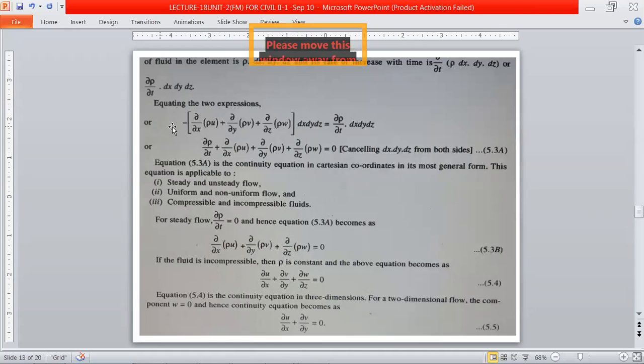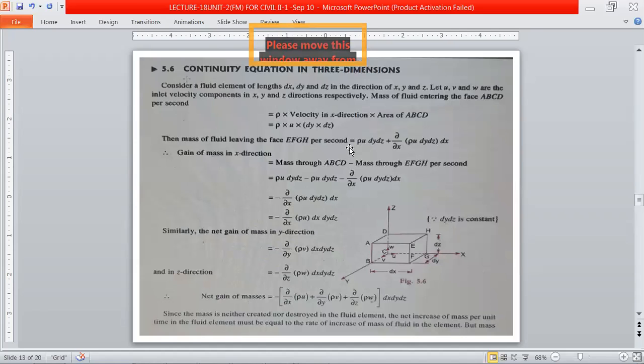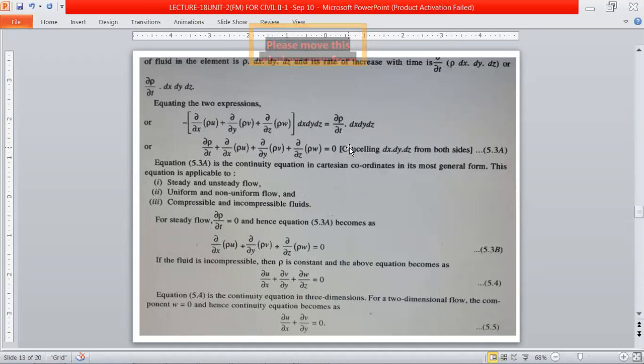So here the same equation we wrote is equal to dou rho by dou t dx dy dz. Now simplifying this a little, dou rho by dou t plus dou by dou x of rho u plus dou by dou y of rho v plus dou by dou z of rho w is equal to 0, cancelling dx dy dz on both sides. Now this equation is the continuity equation in the Cartesian coordinate system.